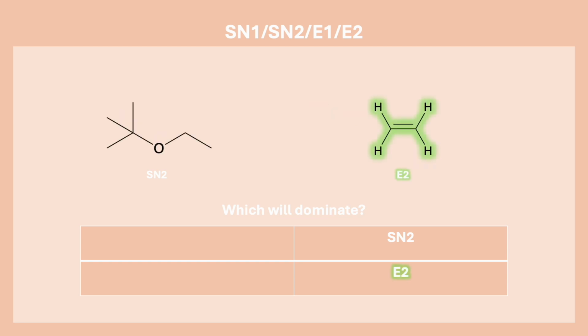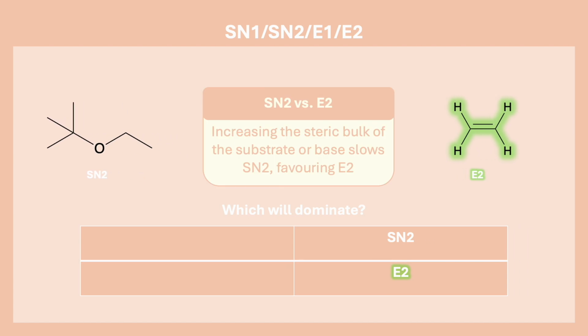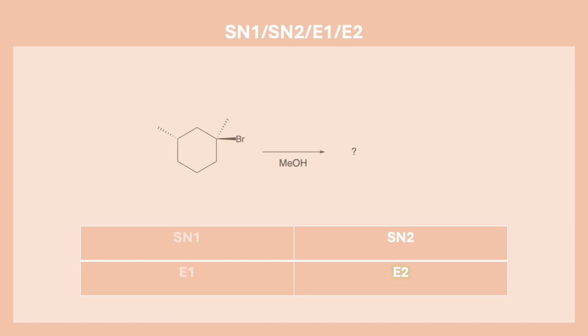As a bulky base is used, the E2 mechanism will occur at a quicker rate for this reaction, making the E2 product the major product. The next reaction consists of a tertiary alkyl halide and methanol, which is acting as both the nucleophile and the solvent.